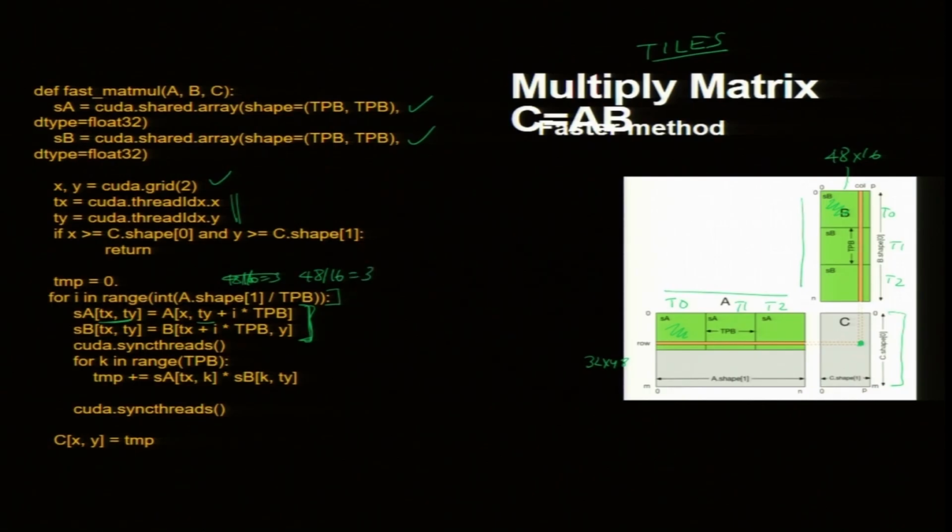So, i takes values 0, 1, 2. This will give you the position here or here or here. For a given x, y, please remember that x and Tx are related; it is not arbitrary. For the first block, T0, x is the same as Tx; for the second one it will be 16 plus Tx, the third will be 32 plus Tx, and the same with y. So, here every thread is doing it.